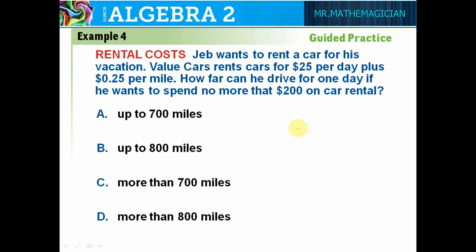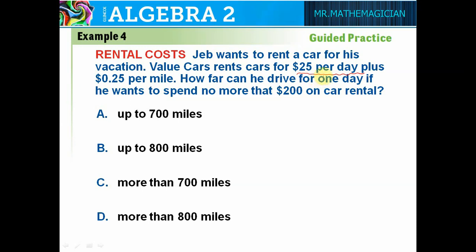Now this is your turn to solve. Pause the video and try to choose the accurate choice, whether it's A, B, C or D. Jeb wants to rent a car for his vacation. Value Cars, it's a place renting cars. Value Cars rents cars for $25 per day plus $0.25 per mile. So $25 per day, this is the fixed amount you are going to pay whether you drive the car or you leave it in front of your home.